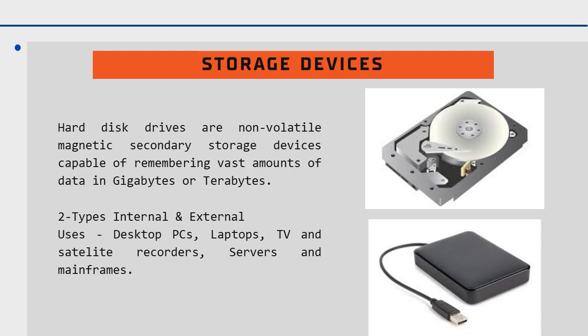Hard disk drives are storage devices that can remember large amounts of data even when the power is off. So they are non-volatile, they use magnetic storage to store information and can hold data in gigabytes or terabytes. Hard disks come in two types, internal, which are built inside computers, and external, which can be connected from outside. They are used in desktop PCs, laptops, TVs, satellite recorders, servers and mainframes.